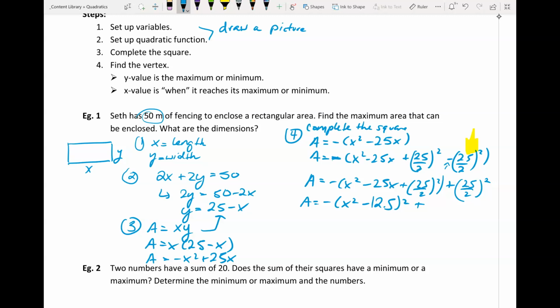And if you put that in your calculator, that will be 156.25. So then our vertex is 12.5, 156.25. So our x value is 12.5, and our y value is 156.25. And that is our answer because we want to find the dimensions. So that is your length. 12.5 is your length in meters. And your width, which is y, is going to be 156.25 meters.